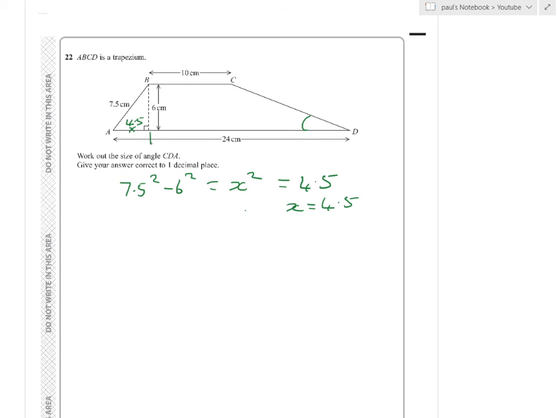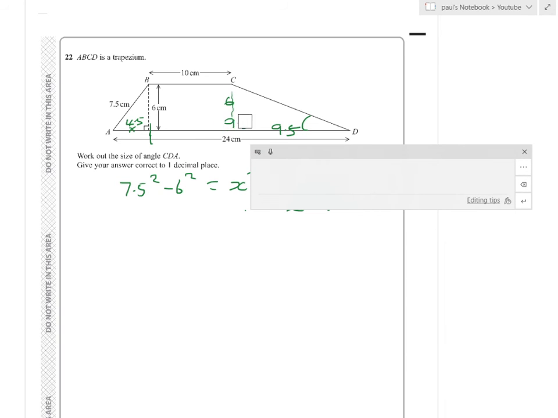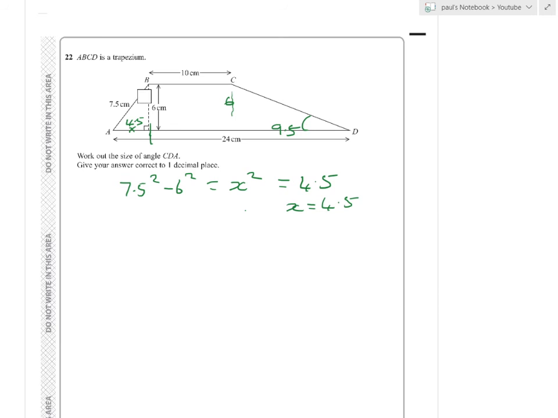Now that means that this all the way from here is 19.5. Now this is 10, so this is 9.5 here, and this is 6. So I've now got a triangle. Let's wipe that out a bit.